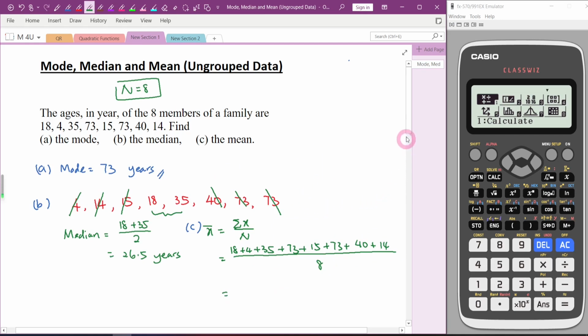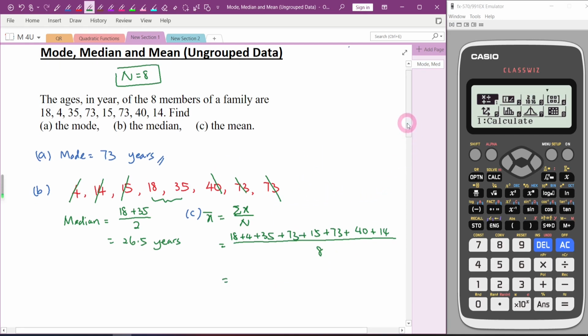Okay, just press our calculator. 18 plus 4.